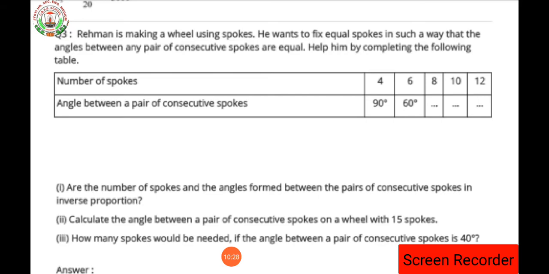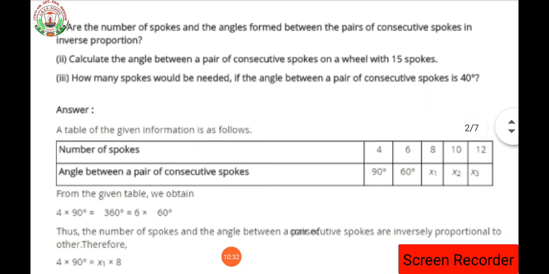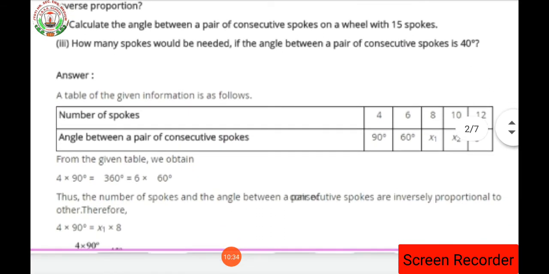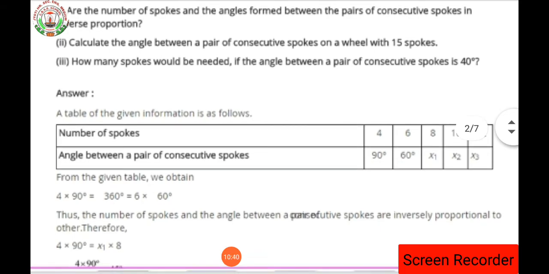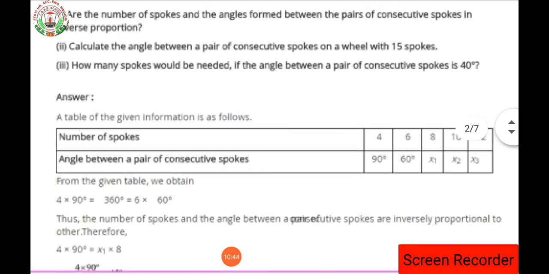How many spokes would be needed if the angle is 40? If angle is 40, how many spokes will be needed? So 2 extra things we have to find in this question. Clear? Now let's see how to find out. So here we are having the table. Okay, let us consider the angle between the consecutive pairs.